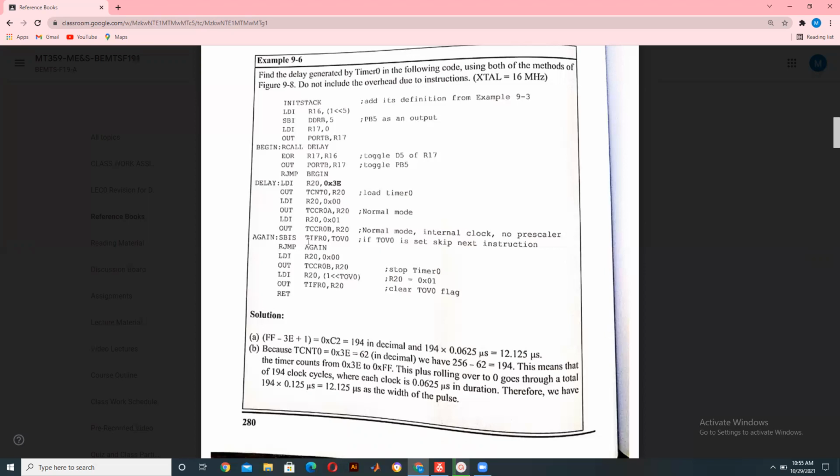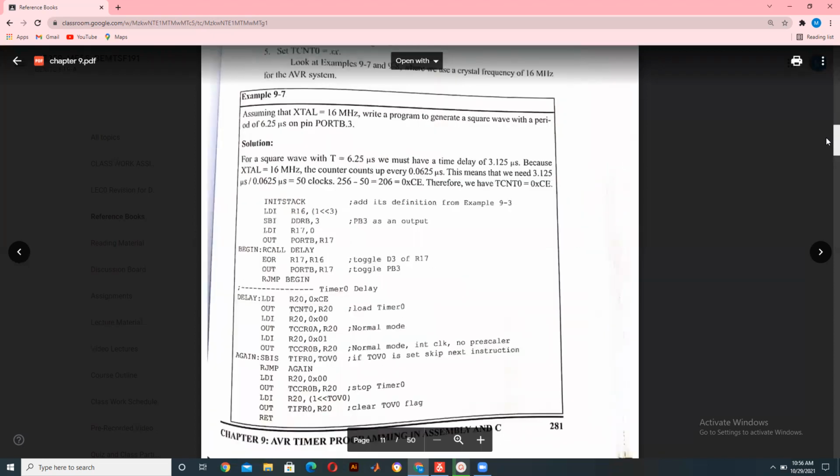Now we again have SBIS TIFR0, TOV0: if TOV0 is set, then skip the next instruction. It means that until TOV0 is not set, it would just roam around in this loop, and it would just jump again and again. Otherwise, as soon as this is set, it will skip this instruction, and it would go to the next one, and the LDI would be 0x00, and the output would stop the timer and simply clear the flag.